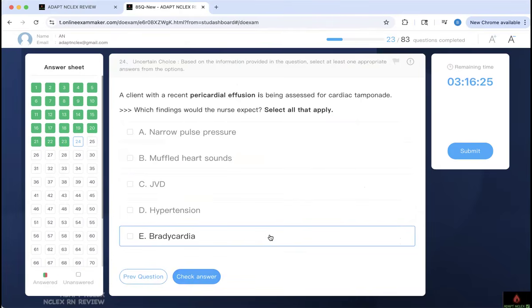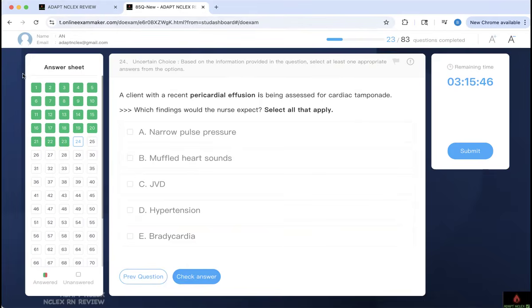A client with recent pericardial effusion is being assessed for what? Cardiac tamponade. What do you know about cardiac tamponade? Which finding would the nurse suspect? Select or apply. Now pulse pressure, muffled heart sound, JVD, hypertension, bradycardia. You can see most of these questions are select or apply, unlike SATA cardiology, so that you can put it together and use the concept. What does it mean to have cardiac tamponade, and what is an expected finding? Stop the video, pick your answer, and then let's break down the concept.